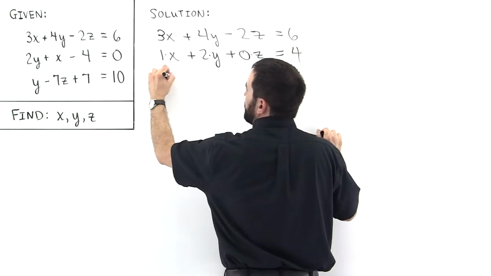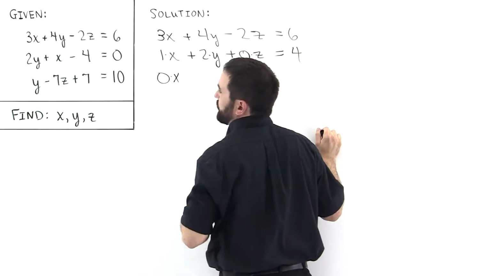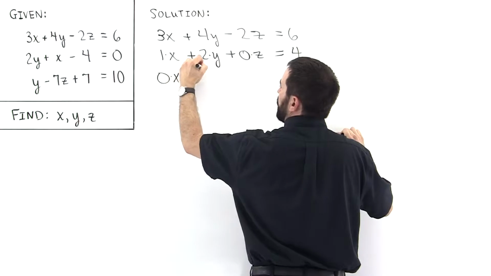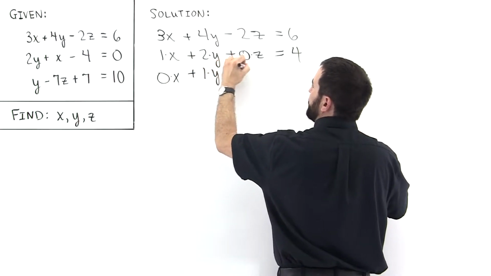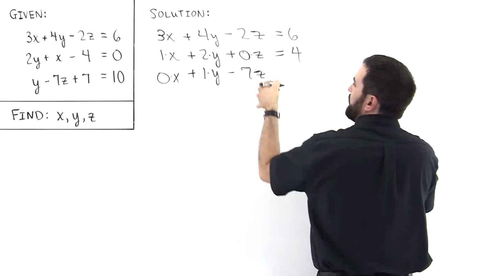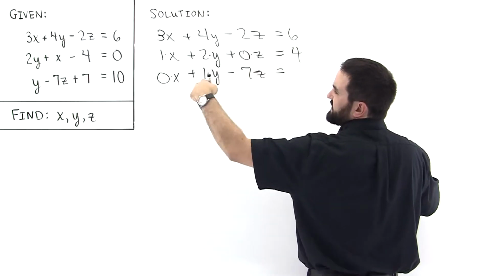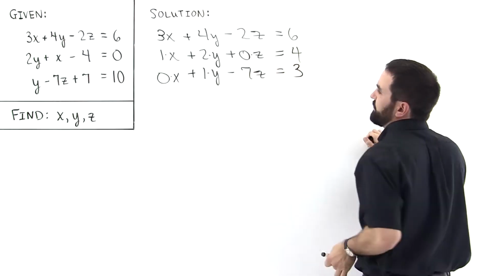Then we have 0 times x, because there's no x in this equation, plus 1 times y minus 7z equals, bringing the 7 over, 10 minus 7 is 3.